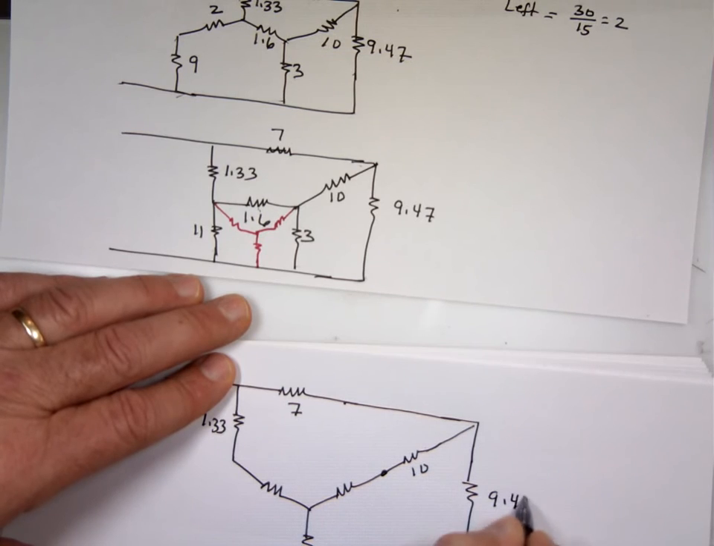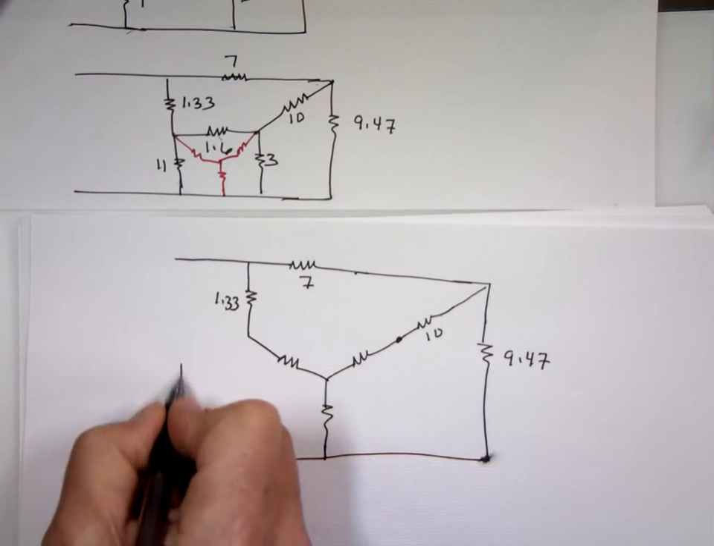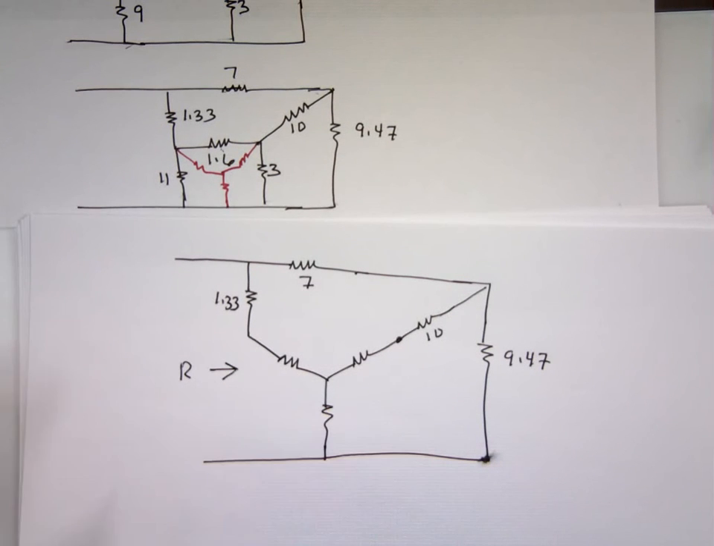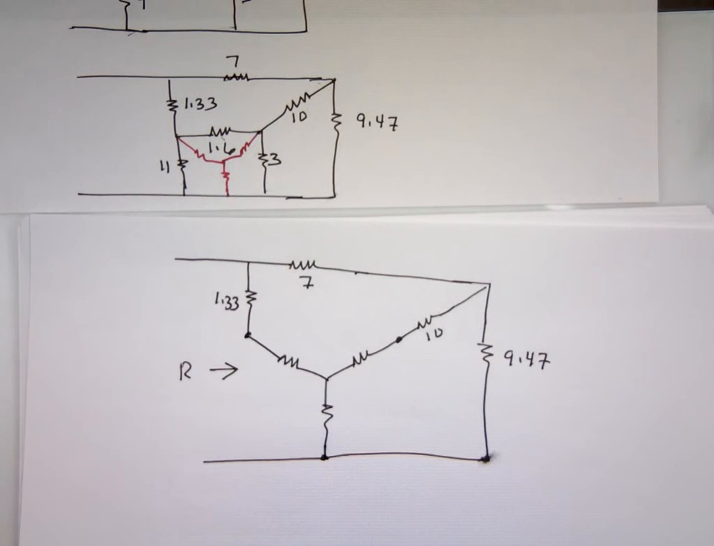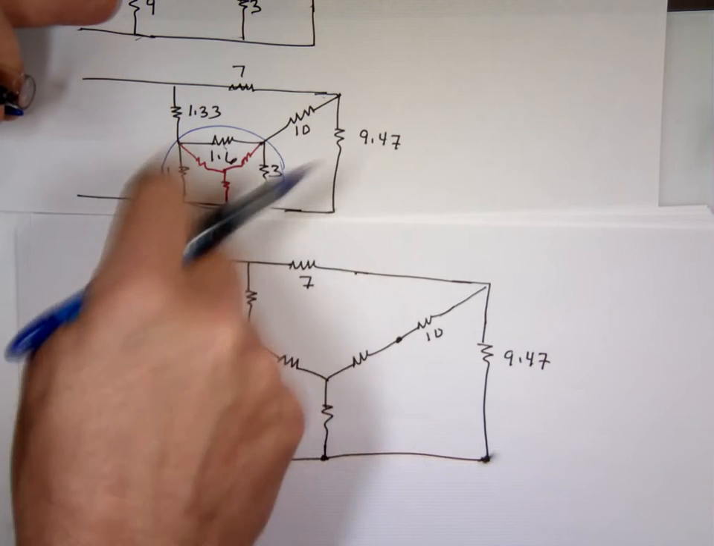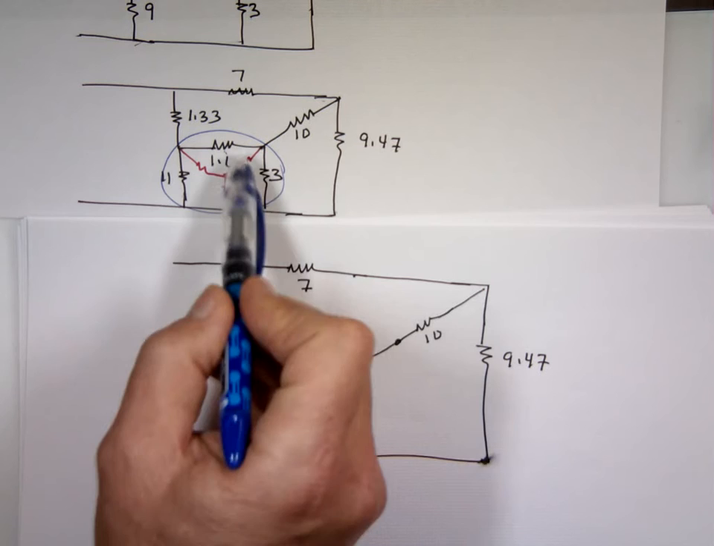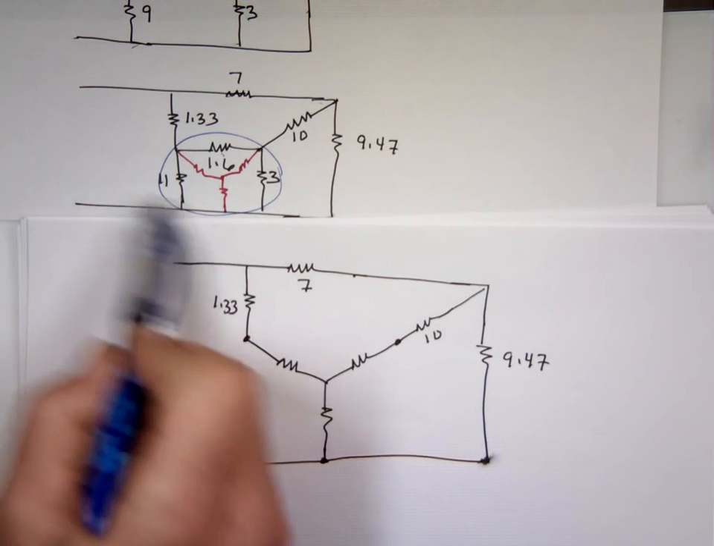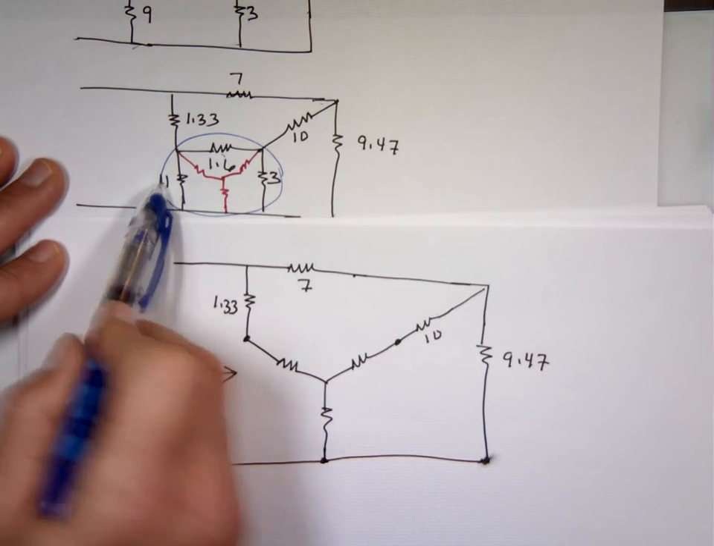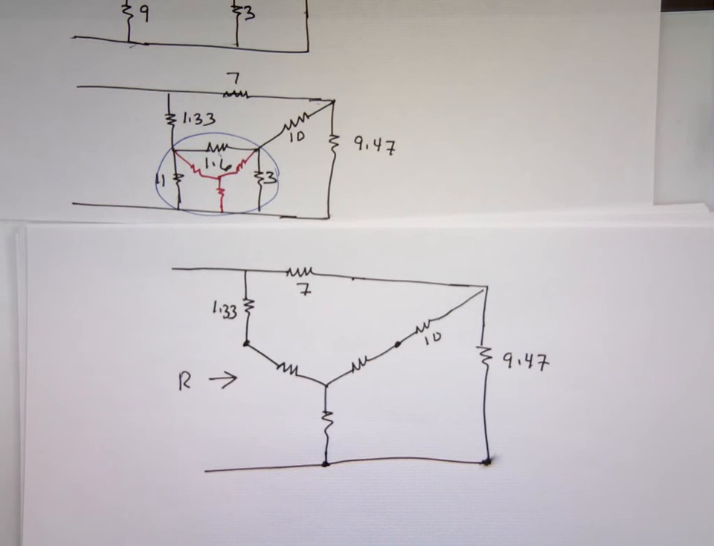9.47. If I can find these values here, so this is what I'm replacing. I'm replacing this one here. I'll circle it. I'm replacing these 3 black resistors with the red one. The value of this one is going to be the product of these over the sum of them. The sum is what? This is 11. 11 and 3 is what? 14, 15.6.